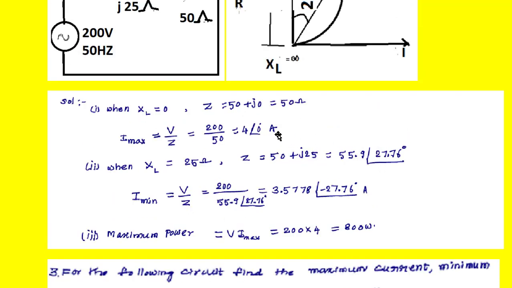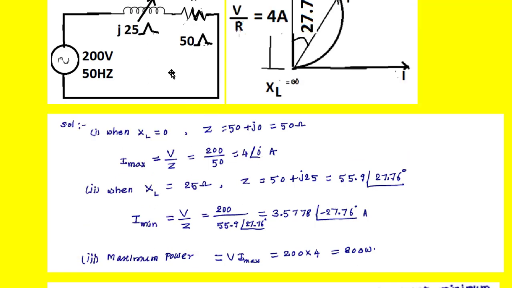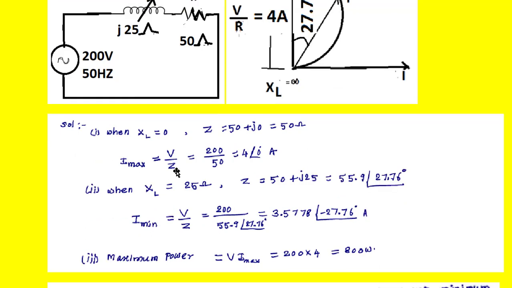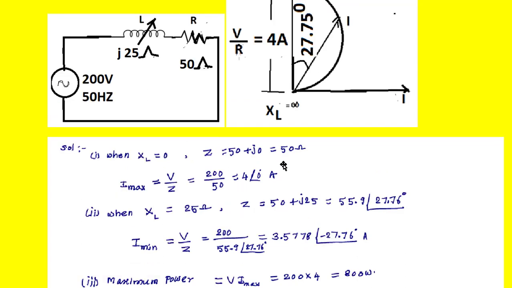Similarly, the maximum current flowing in the circuit we can obtain by making the variable element impedance equal to 0. Here the variable element is inductance. Inductive reactance is 0, that is XL is equal to 0. Then the impedance will become Z equal to a pure resistor, that is 50 ohms. So the current that flows in the circuit is V by Z, that is 200 by 50. So we get 4 at an angle of 0 degrees amperes.